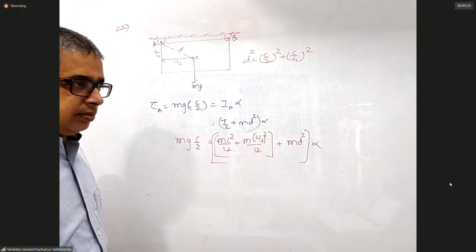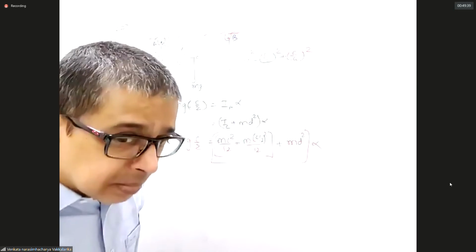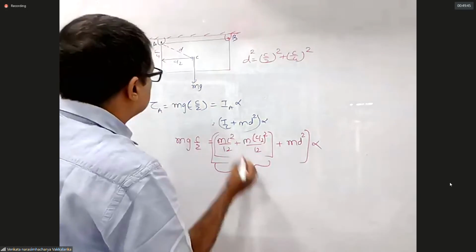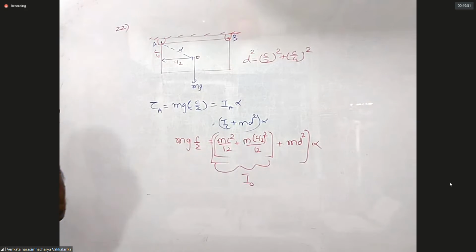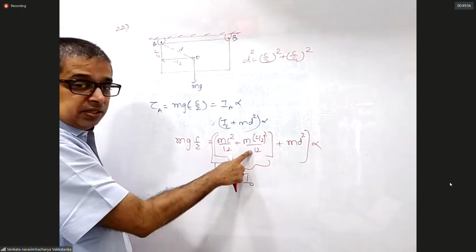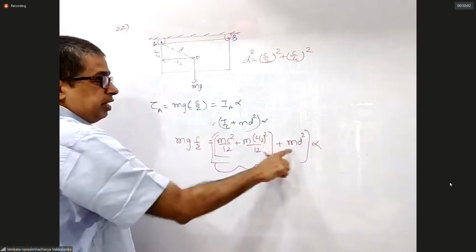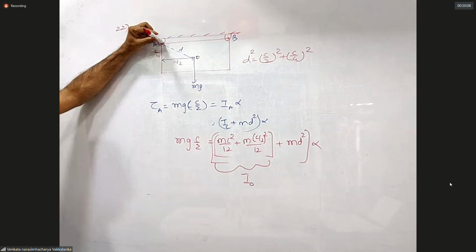Can you explain that change you made right now? This is I about C. The C symbol is being used many times, so I'll call it O. This is I about O. For a rectangular plate, what is I about O? ML square by 12 plus MB square by 12. This is I about O plus M into D square. I'll get the moment of inertia about it. Agreed? Yes, sir.